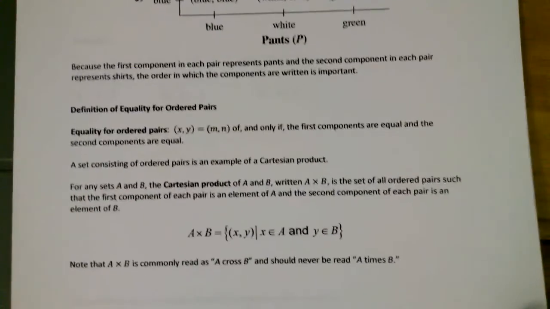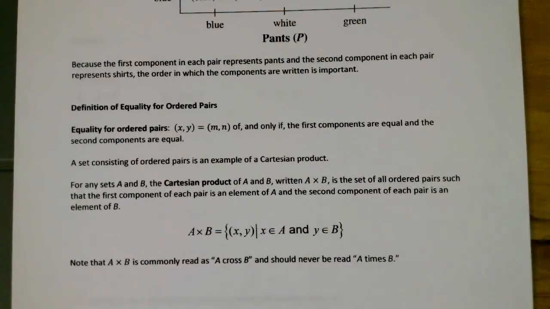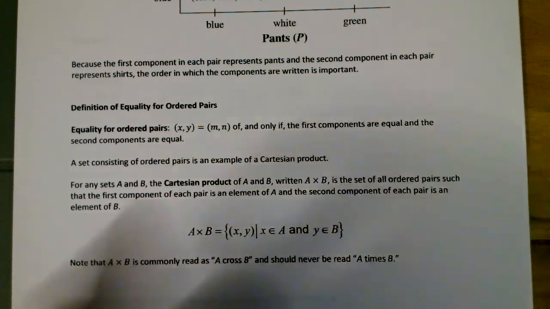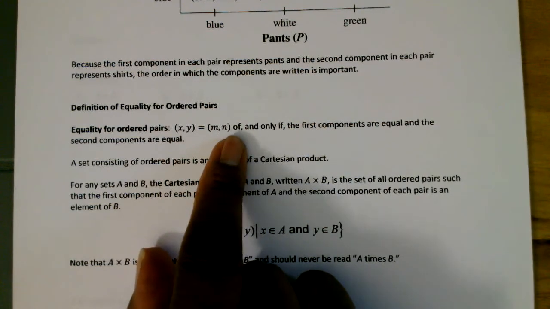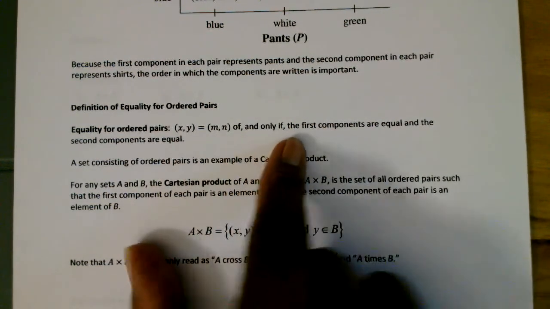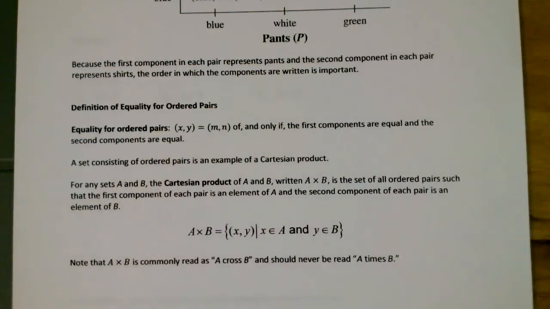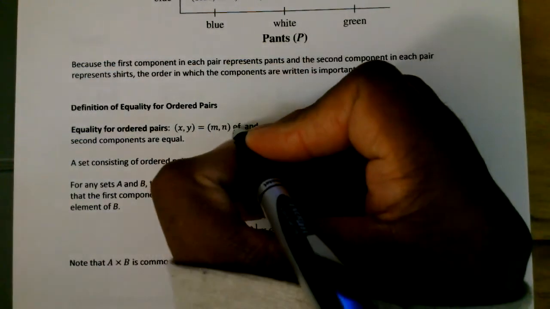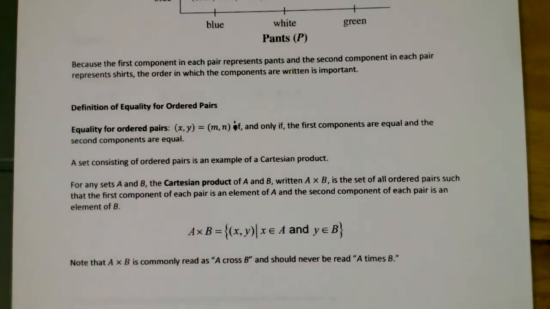Now, next, I'm going to define equality of ordered pairs. And in this case here, the equality of ordered pairs is this: x comma y is equal to m comma n if and only if the first components are equal and the second components are equal. And that should be if and only if.